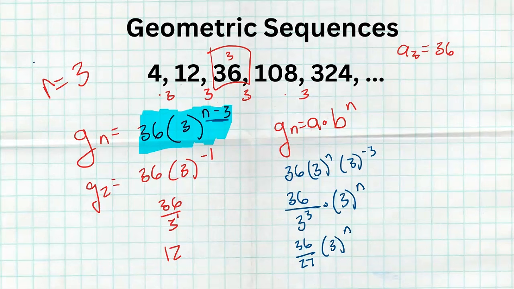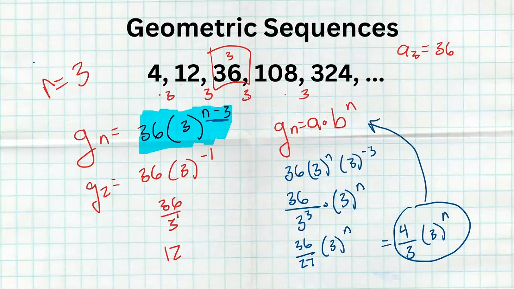And then, of course, you could reduce that 36 over 27. Both of those numbers are divisible by 3. So that's going to be 4 thirds, 3 to the n, or both are divisible by 9. 36 divided by 9 is 4, 27 divided by 9 is 3. So again, now we have the formula that is more in that generic a times b to the n. And again, all I had to do was use my rules of exponents.